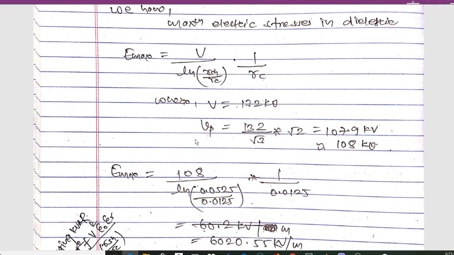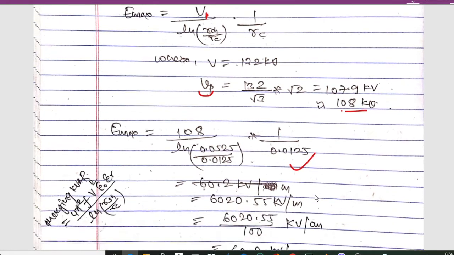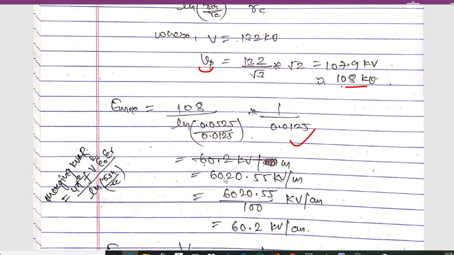Here the value of V is 132 kilovolt and Vp will be 132 upon root 3 into root 2, so we will get 108 kilovolt. So we use the value of Vp here. Emax will be 108 upon log RSS upon RC, where RC is given in the question and we have calculated RSS, into 1 upon RC. Once you substitute, you will get Emax as 6020.55 kilovolt per meter, and if you divide by 100 you get kilovolt per centimeter.